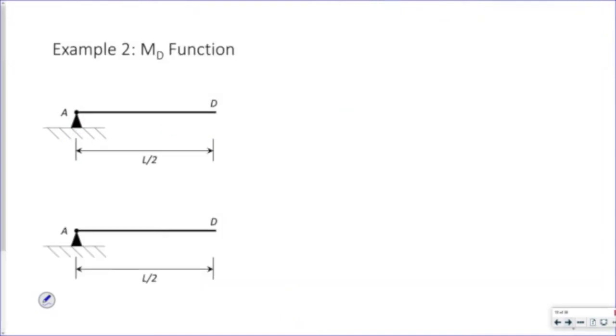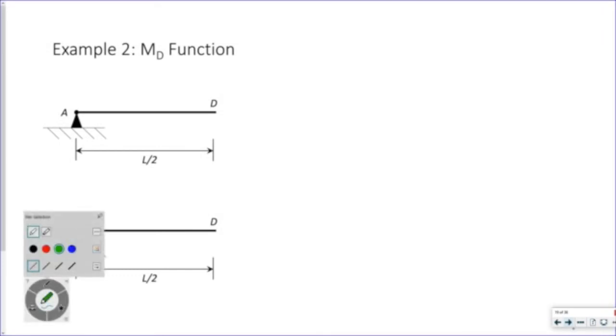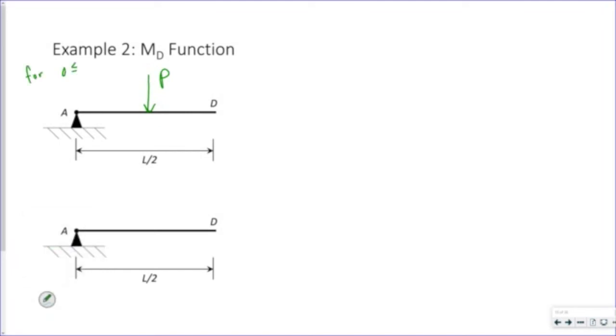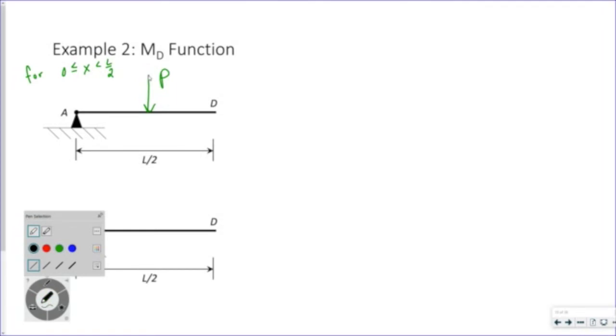Finally, let's look at that moment at D, that moment halfway there. Again, I have two different scenarios. If my P is somewhere on that little free body diagram, right? So if my P is located within 0 to L over 2, if this distance is X, so this distance is L over 2 minus X.